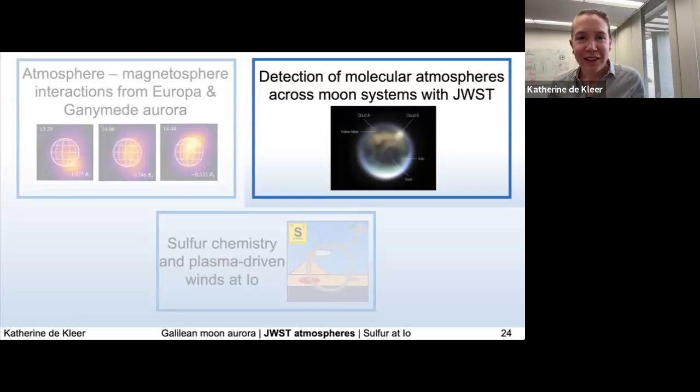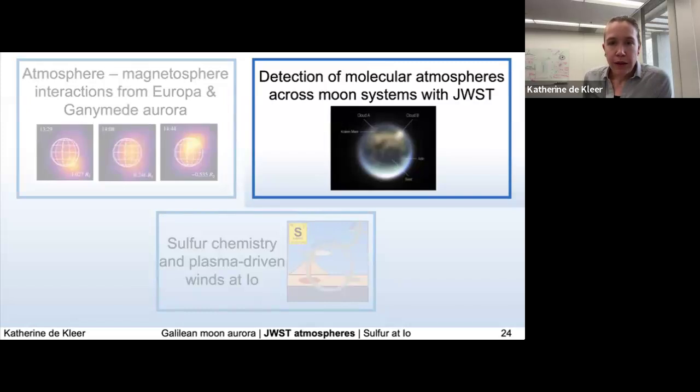And this section is less of a single narrative arc and more of an overview of the exciting things that JWST has revealed to us in the past year, basically one to two years, on the molecular atmospheres of moons across the solar system.